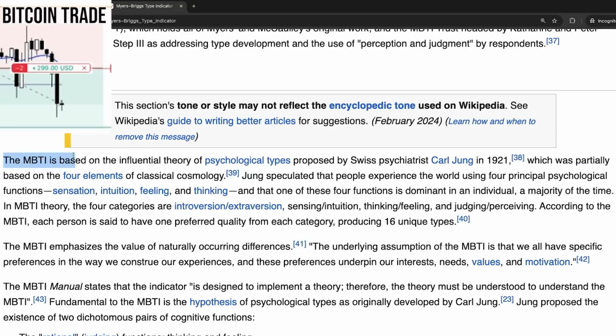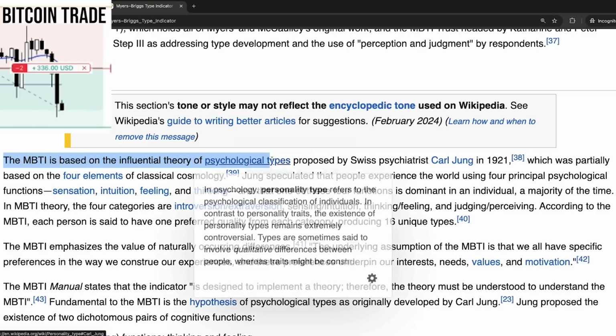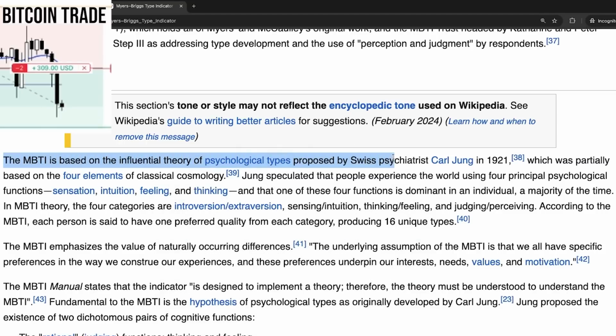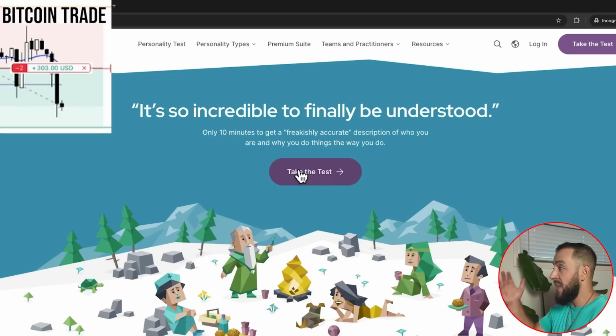The MBTI is based on the influential theory of psychological types proposed by Swiss psychiatrist Carl Jung. Jung speculated that people experience the world using 4 psychological functions, and that one of these 4 functions is dominant in an individual a majority of the time. And it completely changed the way that I thought about things and changed the way that I was trading, because it showed me exactly how my brain works based on my own personality, which explained what my natural strengths are and what was tripping me up specifically with trading.